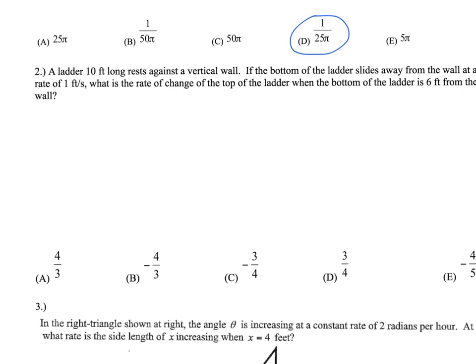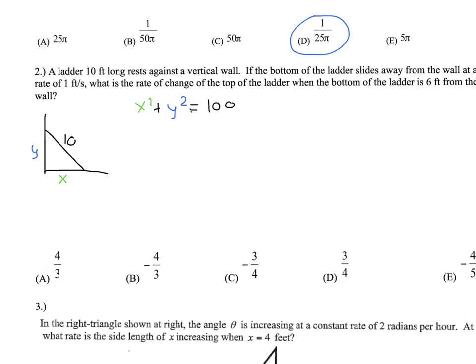I think that we've gotten pretty good at these ladder problems. And so this ladder has a length of 10. Let's call this x and call this y. The relationship that I have, x squared plus y squared is equal to, well, 10 squared is 100.